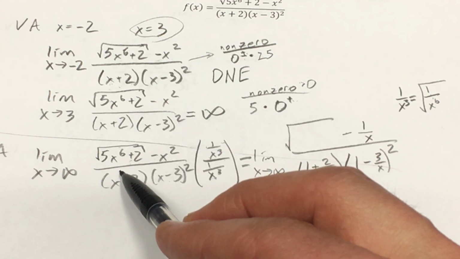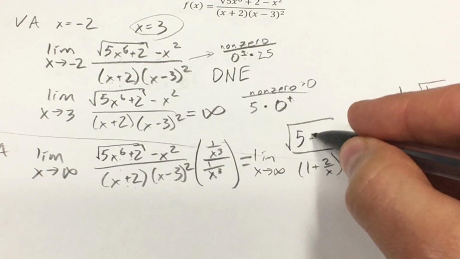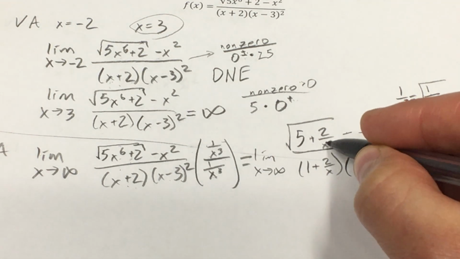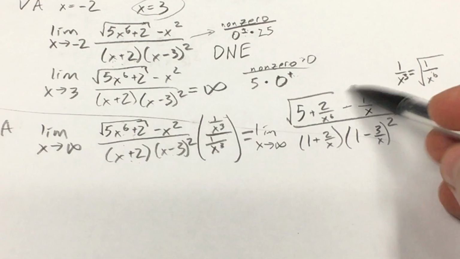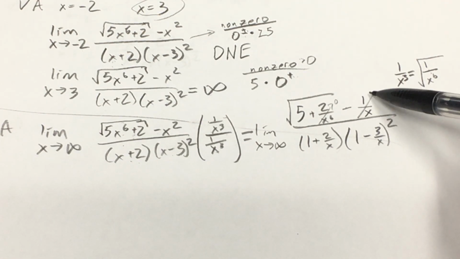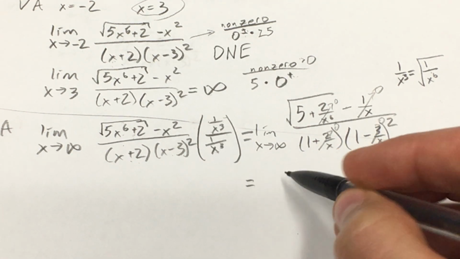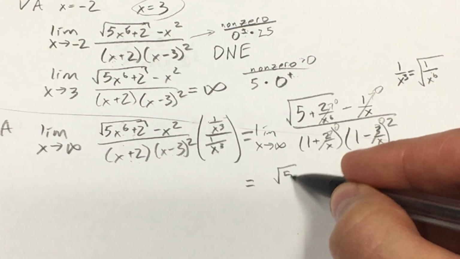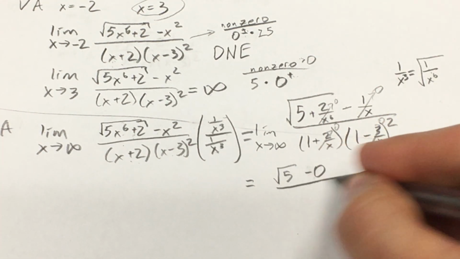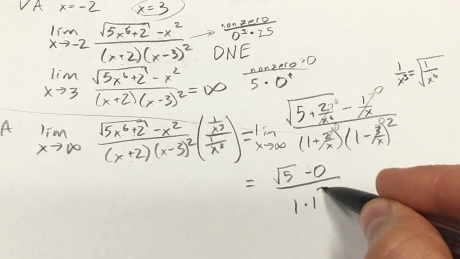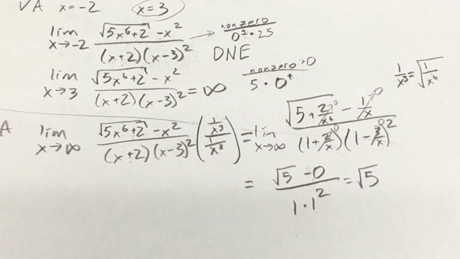This term distributed to that, right, makes for 5. Distributed to that is plus 2 over x to the sixth. Now I can think about all the individual terms and see what happens. This term goes to 0, this term goes to 0, this term goes to 0, this term goes to 0. And what do you get out? You get out the square root of 5 plus minus 0, I guess, minus 0 over 1 times 1 squared, right? So that says the limit, as x gets really, really big, is the square root of 5.